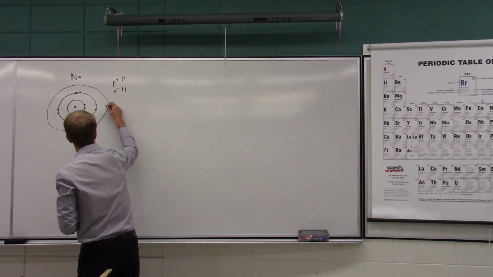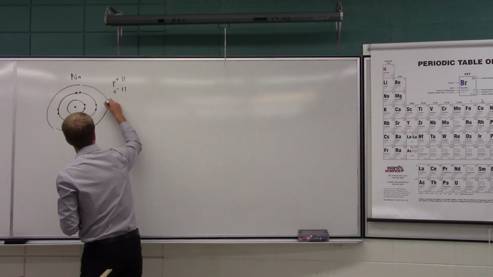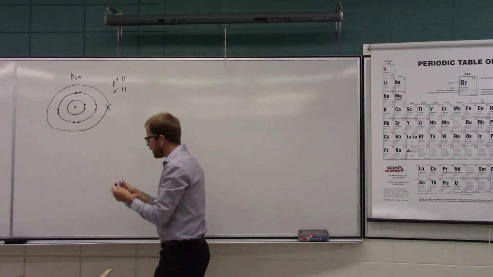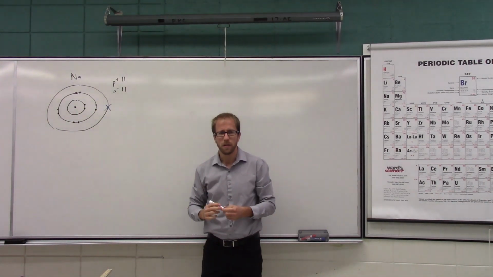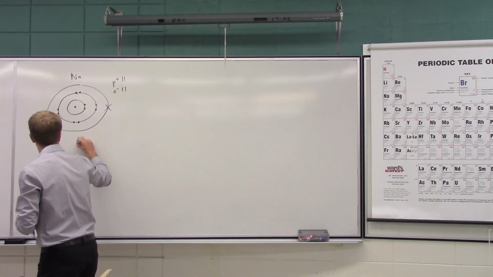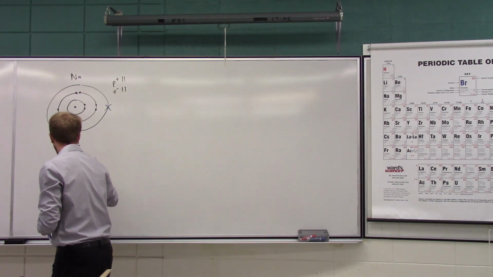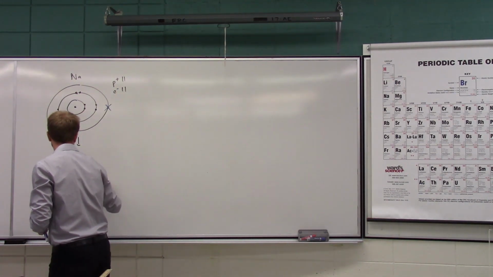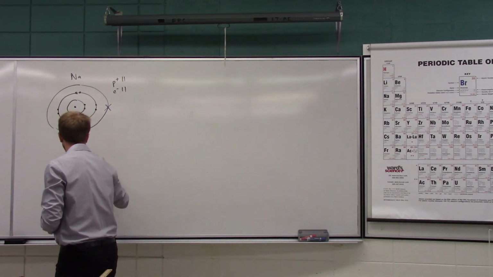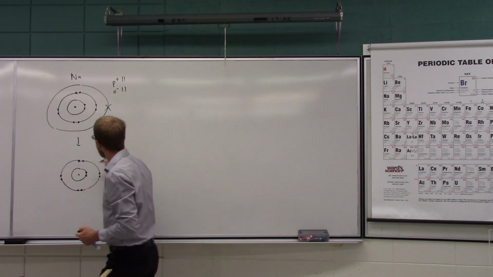Let's grab a different color here. And it's going to lose that 1 electron. Now when it loses that 1 electron, how many electrons will it have now? It will have 10 electrons. And how many protons? 11. Still has 11. Remember, protons determine what your atom is.